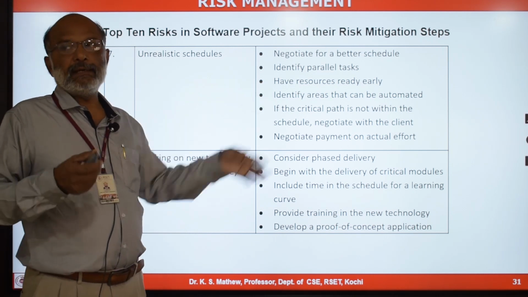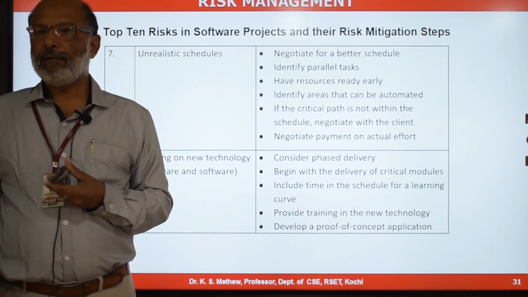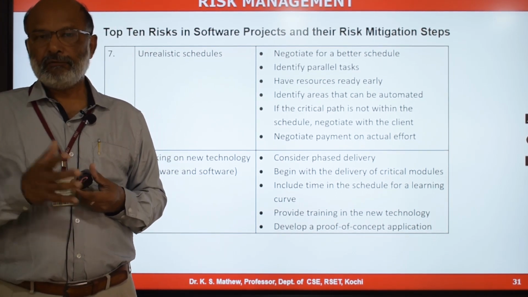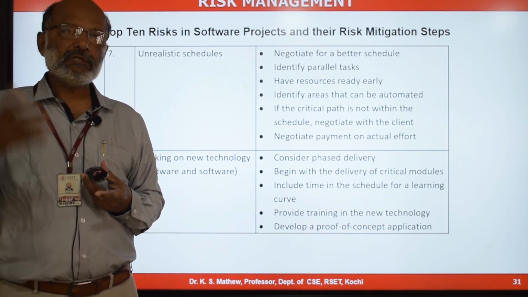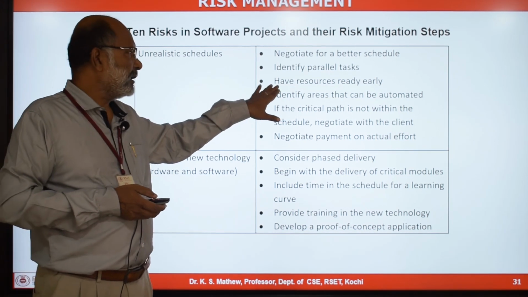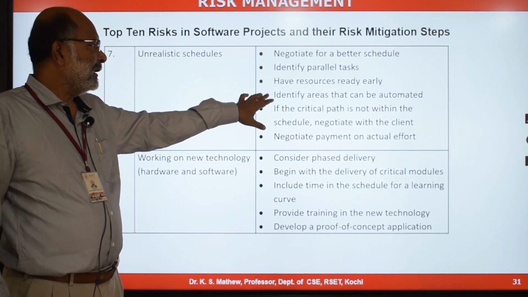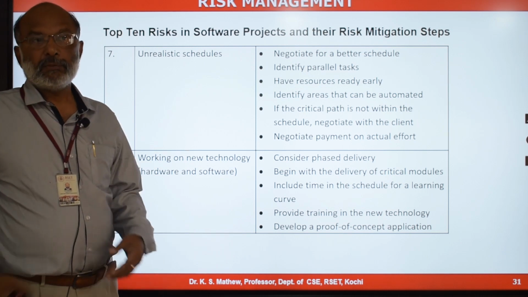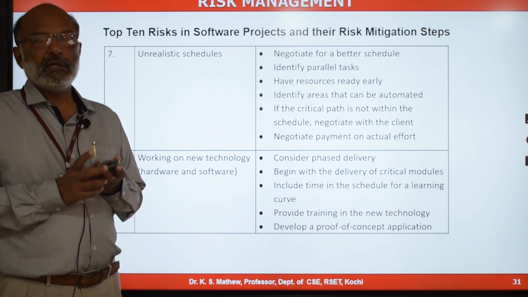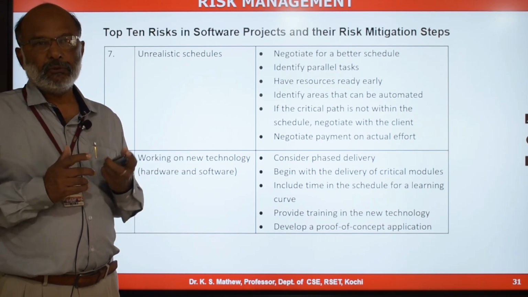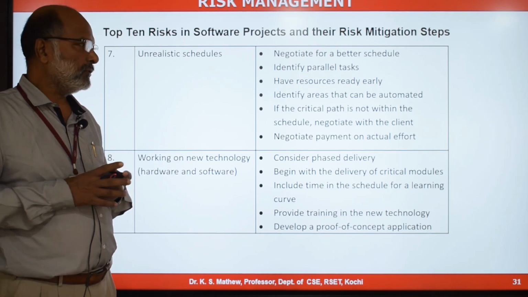Have resources ready early. Try to plan to get the resources in the appropriate time frame when they are required for the project. If the resources are not available at the right time of the project, that will also result in a schedule slippage. So try to plan for getting the resources in the right time frame in the project. Identify areas that can be automated. Some of the tasks can be automated so that the time taken to do that task can be reduced. That way you can compress the schedule and avoid the schedule slippages in the project when there is an unrealistic schedule forced on the team.